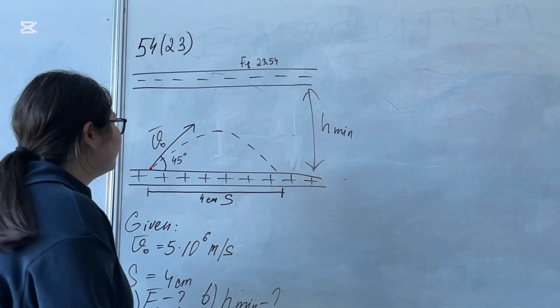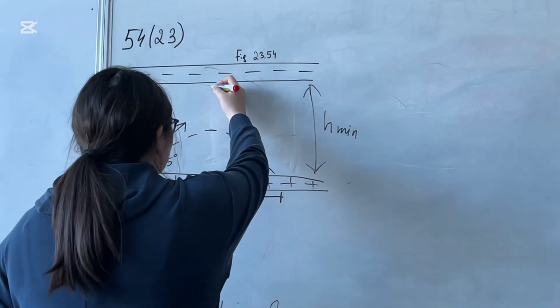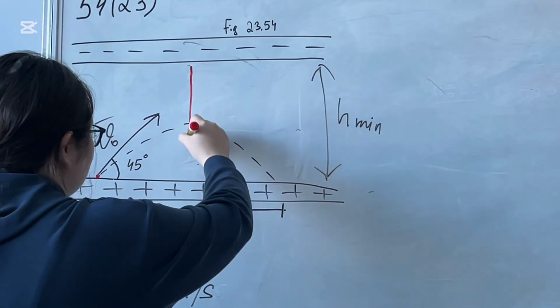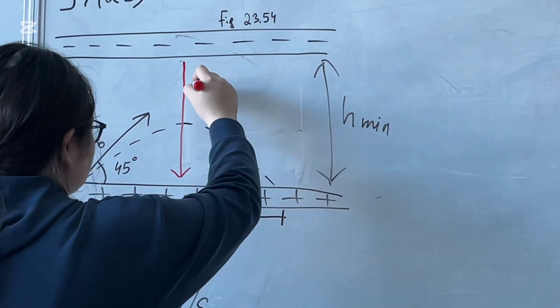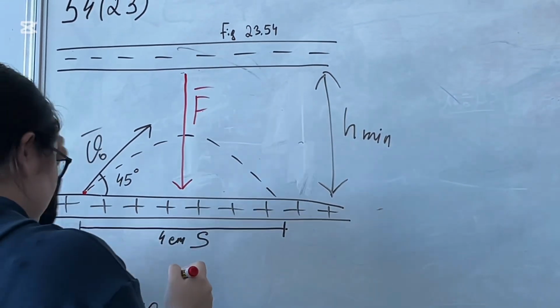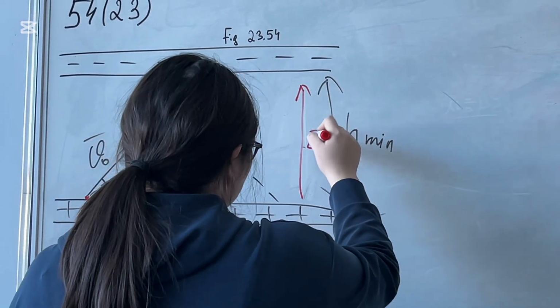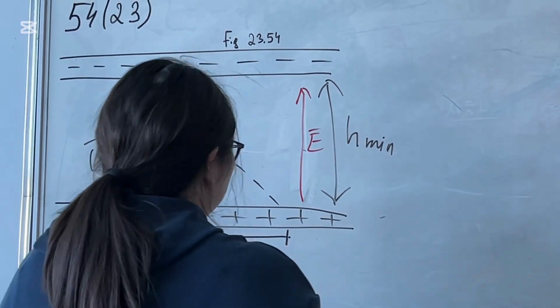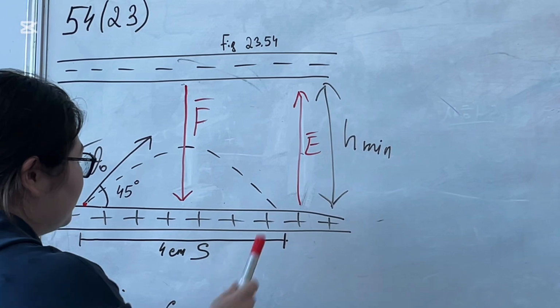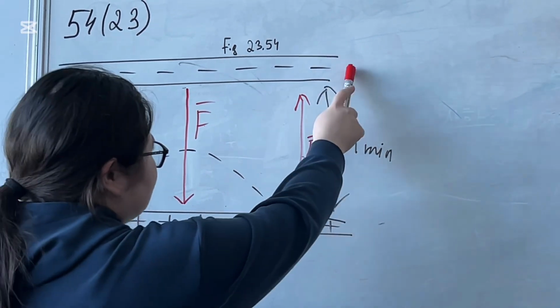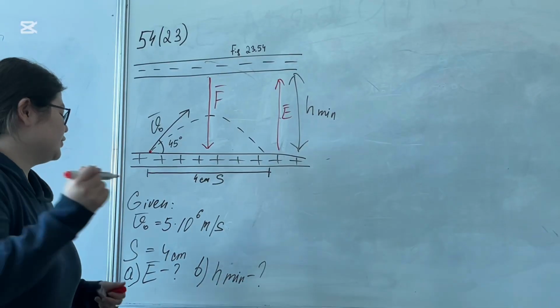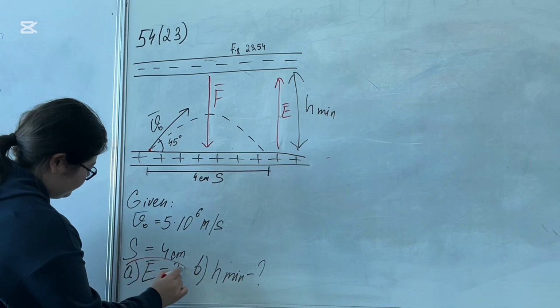Let's see what forces act on this. First, we have the net force that is oppositely directed to the y-axis, and then we have the electric field that is directed along the y-axis. It goes from the positive capacitor to the negative. First, we're going to find the electric field.